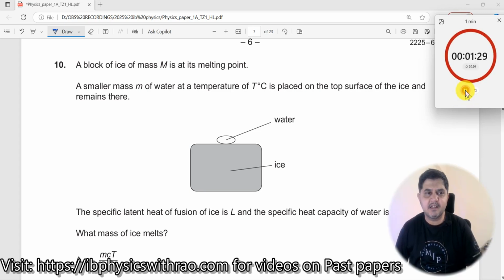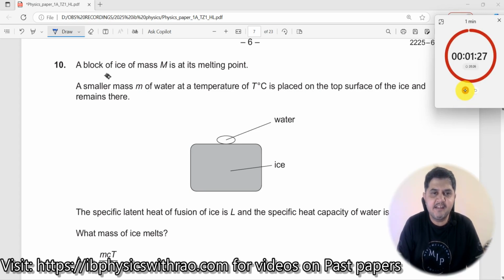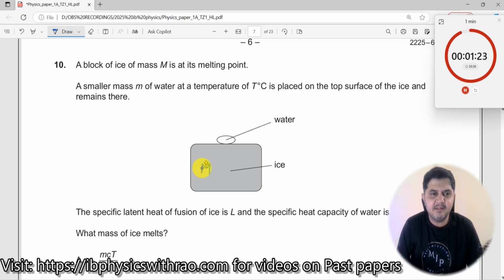Okay, question number 10. A block of ice of mass m is at its melting point. The smaller mass m of water at temperature T degrees is placed on the top surface of the ice and remains safe. The specific latent heat of fusion of ice is L, and the specific heat of water is C.